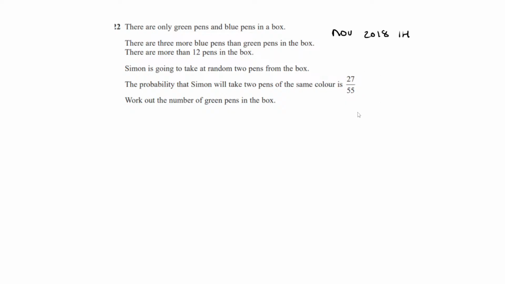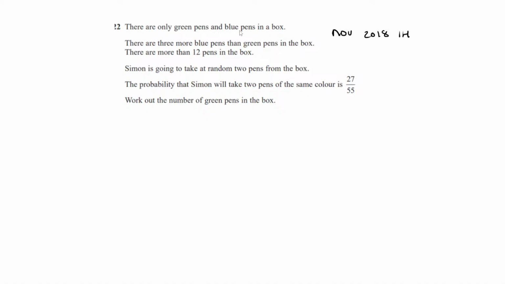This bit here is like the answer, saying this is blue and blue or green and green. So work out the number of green pens. Okay, that's a lot of information. I'm just going to set up a tree. Now, obviously, I don't know any numbers, so we're going to have to use algebra, right?